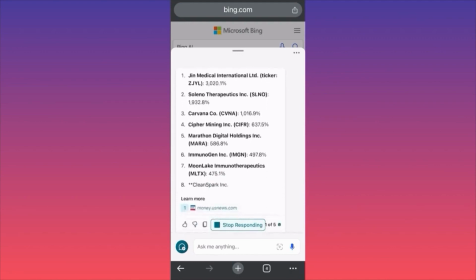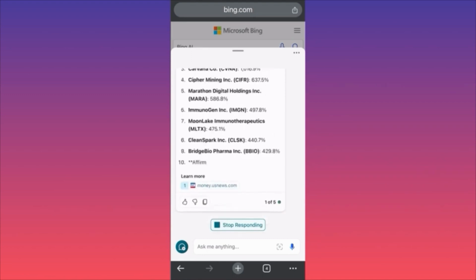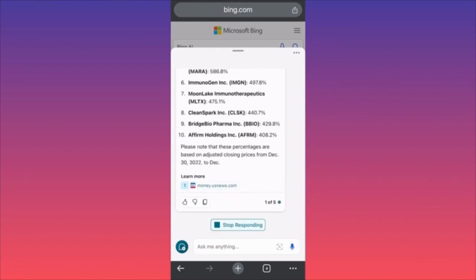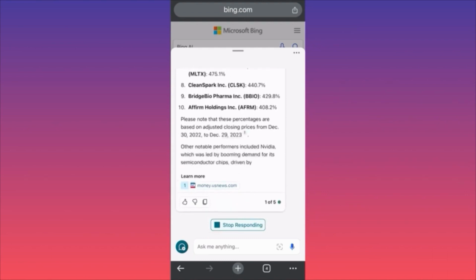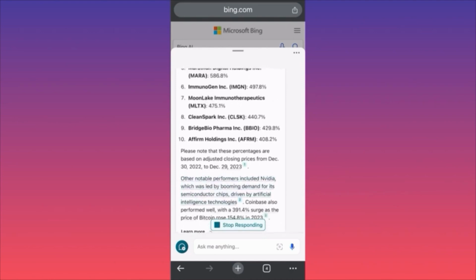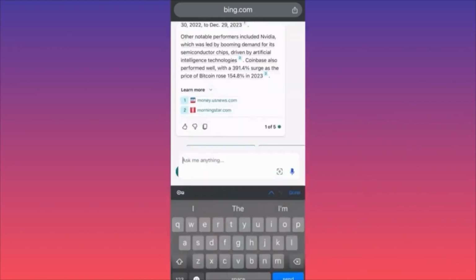Soleno Therapeutics, okay. Carvana, 1000%. Carvana, my dear friends. Okay, Bridge Bio. Oh, that's amazing, guys. So you see how you can get any financial information, and they also give you a couple of links underneath.